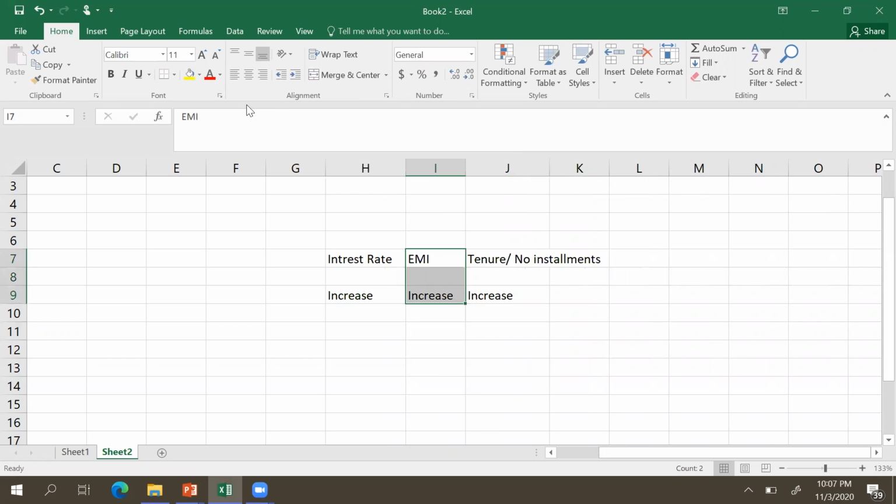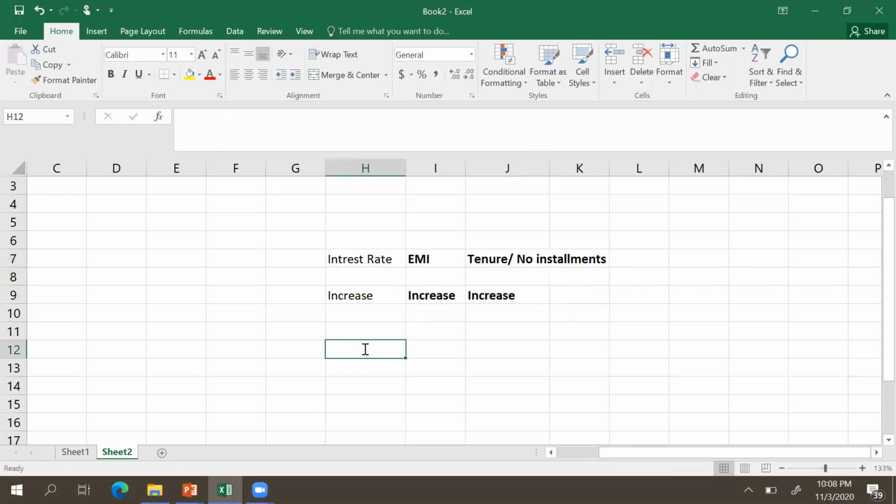Either your EMI will increase once the interest rate on your loan increases, or you can go for the increment in the tenure of the loan. And any of these two things are possible. So if you are increasing the EMI with the increase in interest rate, then your tenure will remain constant. And if you go for increase in tenure, you can keep your EMI constant. So any of the two.